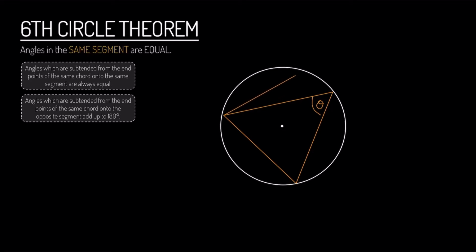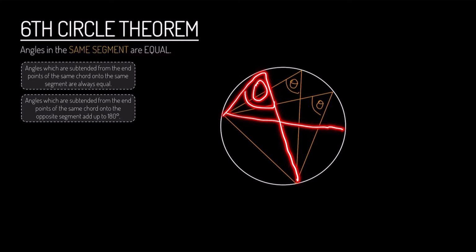So let's draw another chord here, connecting it to that part of the circumference to make another angle. This angle should also be theta. And if we made another angle there, it'd also be theta. If we made another one there, it'd also be theta. How about the second box?